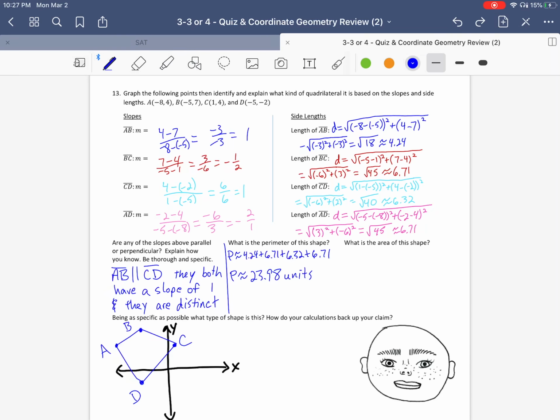What I do know is that AB is parallel to CD, so these are parallel. And I also know that BC and AD are congruent. So this is a trapezoid because I have a pair of parallel sides and only one pair of parallel sides. But the other thing is that these two non-parallel sides are congruent, and this is known as an isosceles trapezoid.